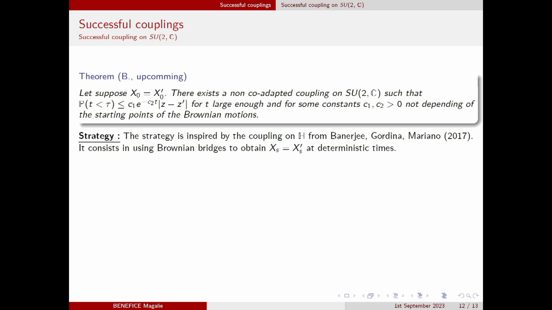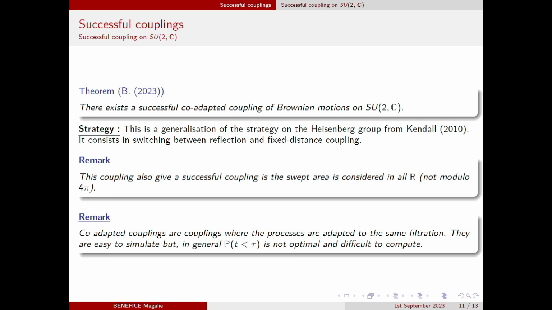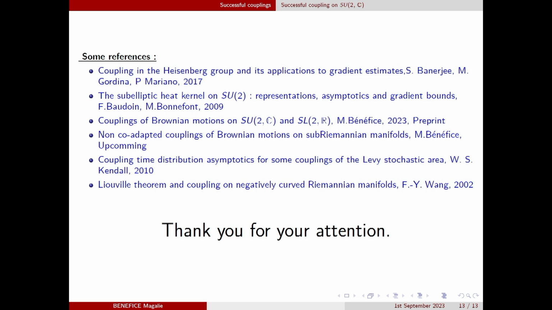And for SU2C, the case of the sphere, I didn't look at something more general. I think that maybe the first one could be okay, but it's not exactly the same method to do that in high dimension. So maybe, but I'm not so sure. If you're interested in that, you will maybe find this in a more recent paper from Kendall. This is for Heisenberg.